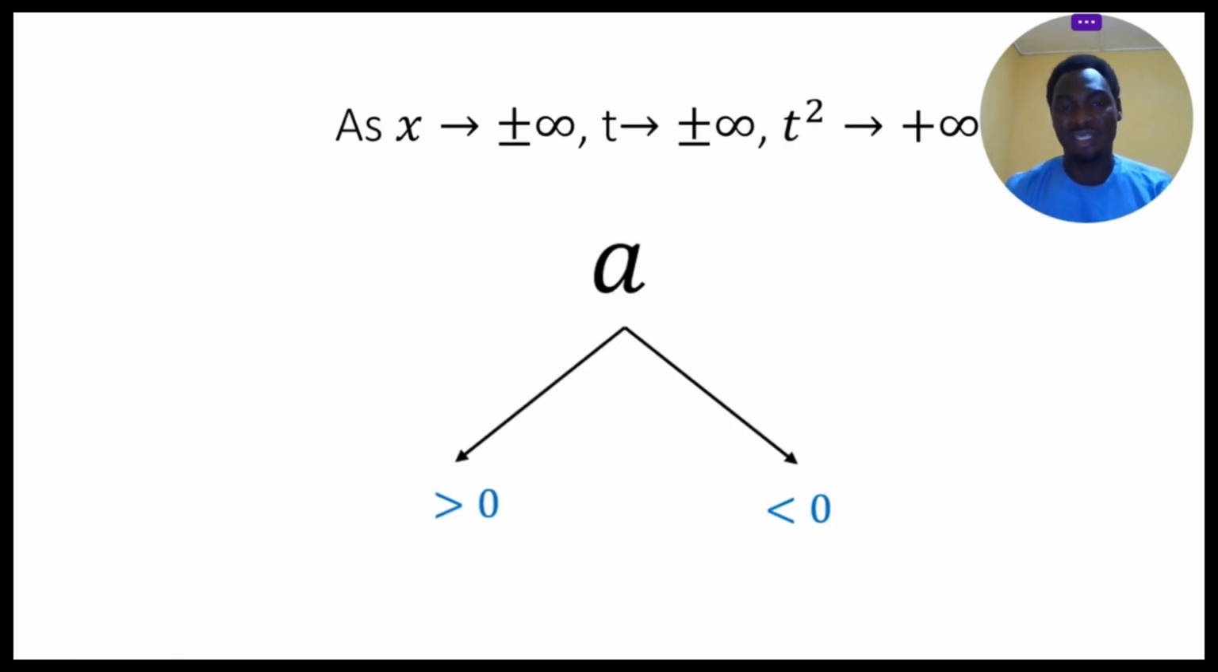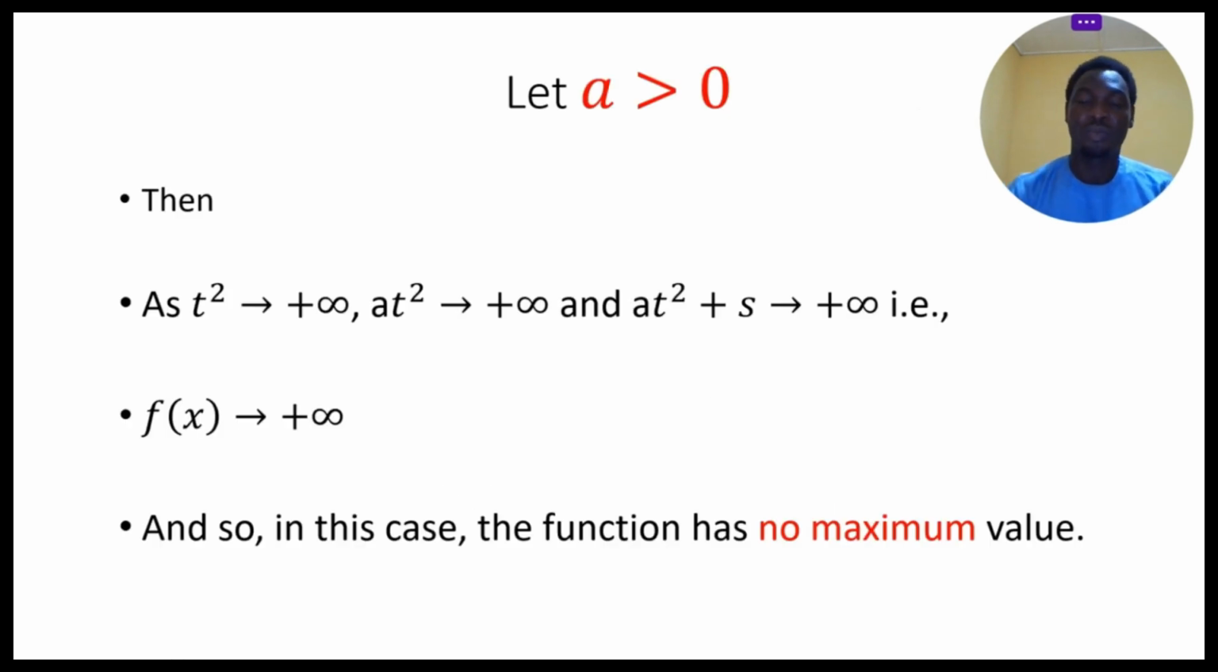Now we have come to the junction. What happens if a is positive or negative? We look at them one after the other. We begin by letting a be positive.